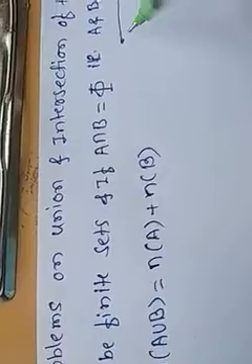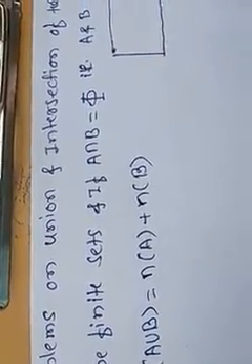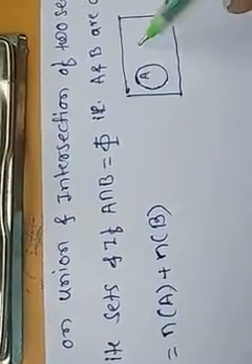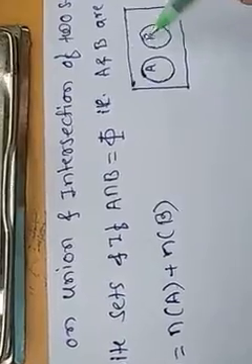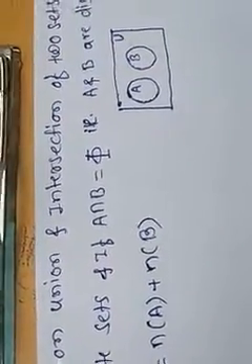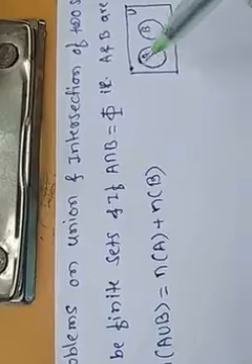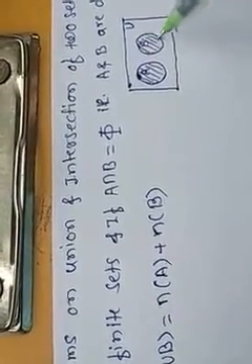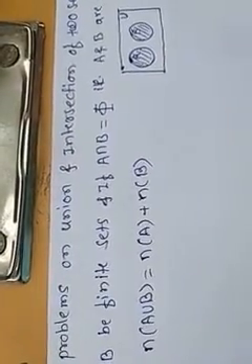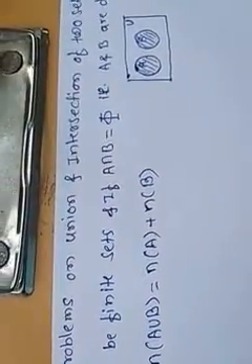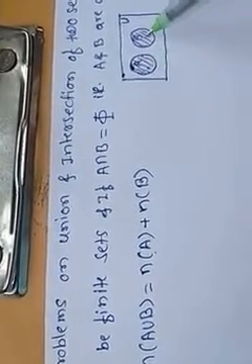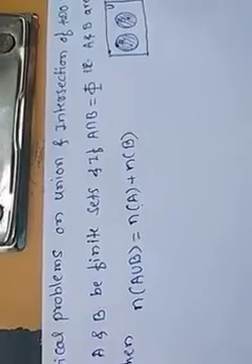When we see the Venn diagram for this type of set, that is, A and B are disjoint, its Venn diagram will be of this type: set A and set B. And this is our universal set. We have to find A union B, that is all elements from A and all elements from B will be our n of A union B. Here the intersection is 0, so we directly add these two, n of A and n of B.